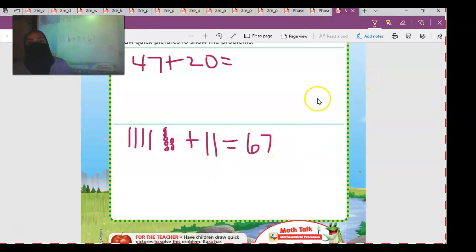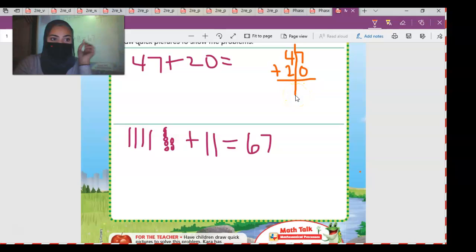You can also do this problem by writing it out like this. 47 plus 20. I want you to do it both ways just so you get a feel of how it is. And then you have to draw the line in the middle. That's the invisible line. That's a line for you, so you know the difference between the ones and the tens place. This is the ones place. This is the tens place. Remember we already went over place value. Ones, tens, hundreds, thousands. This is the ones place. This is the tens place.